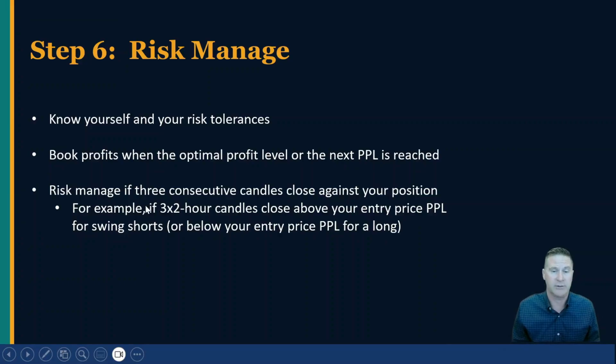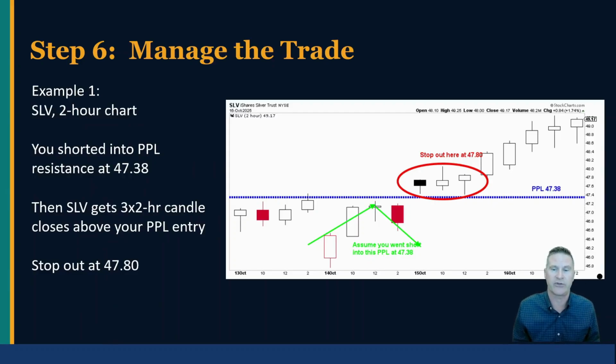Now, when push comes to shove, and we're wrong, and we're going to be wrong because nobody has a crystal ball, nobody's got a time machine. These are high probability setups. They are not 100% probability setups. So with that said, we have to have a rule of thumb to get out. So here they are. We are looking for 3 candle closes against our position.